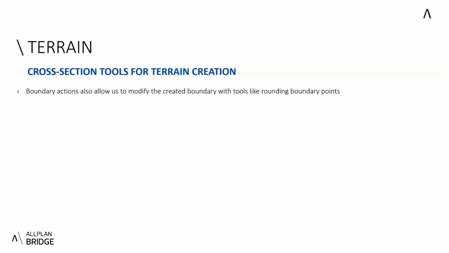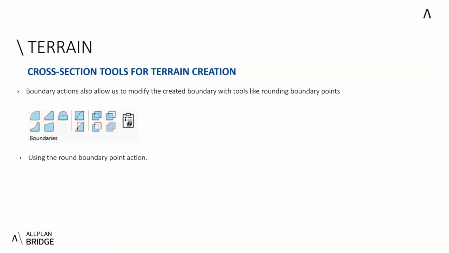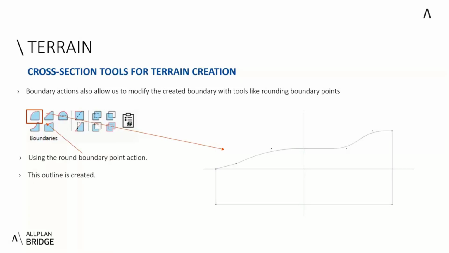So boundary actions also allow us to modify the created boundary with tools like rounding boundary points. And as you might remember, you were probably using these functionalities very often, but for this case, we are going to use the round boundary point action. And once we apply this to our model, we can see that we get a more realistic representation of the terrain model.